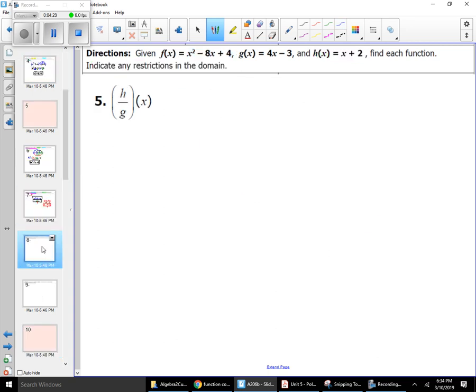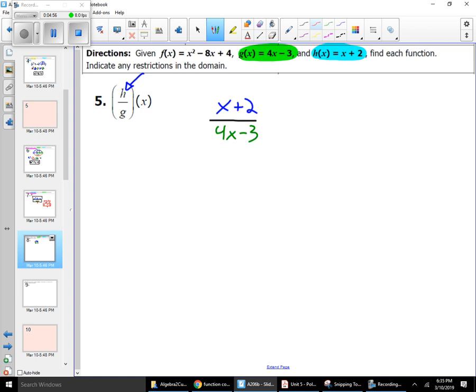Let's take a look at another one. Note that it's two different functions now. We are dividing h by g. So h is the top function. This is division, so order matters. Pay close attention to your two functions. H is x plus 2. That one's in the numerator. And g is 4x minus 3. That one's in the denominator.